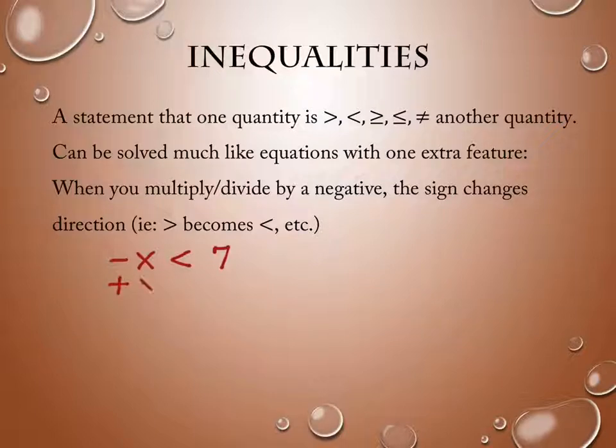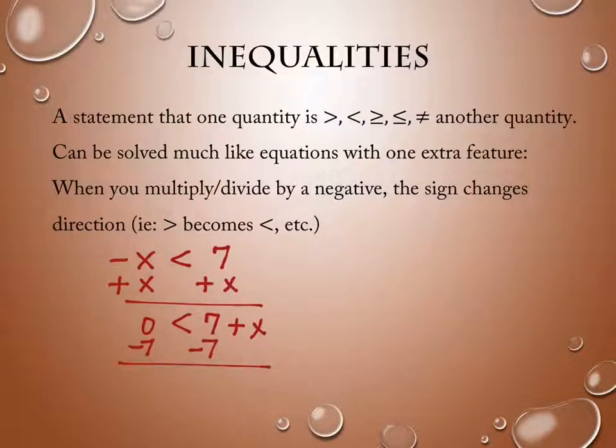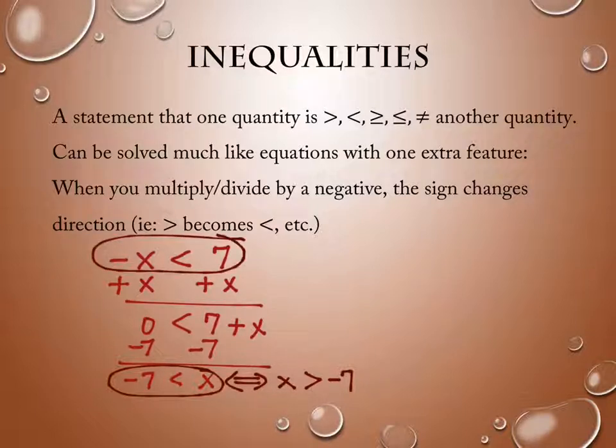So if I were to add the x to the right, so now I have 0 is less than 7 plus x, and then I were to subtract the 7 to the left, I would end up with this statement. Let me change that color to something a little darker. This statement right here at the end, if I read it backwards, from the right to the left, is equivalent to writing that x is greater than negative 7, which is exactly what would happen up here if I were to divide by negative 1, and I switched my signs.